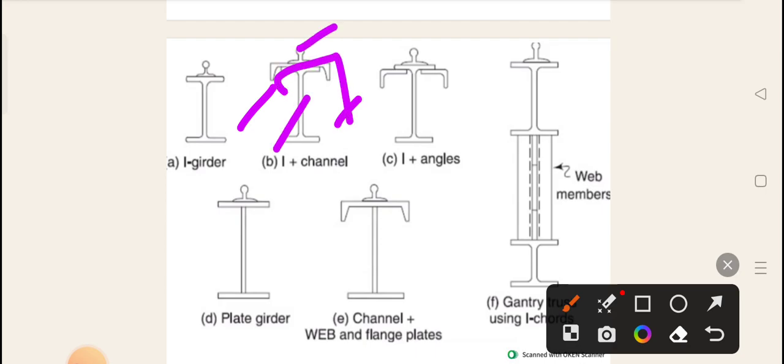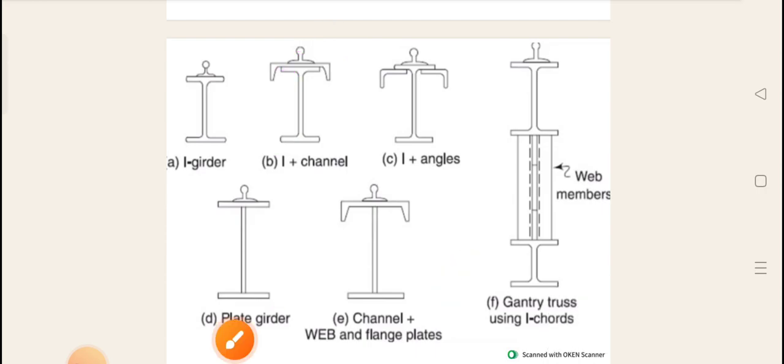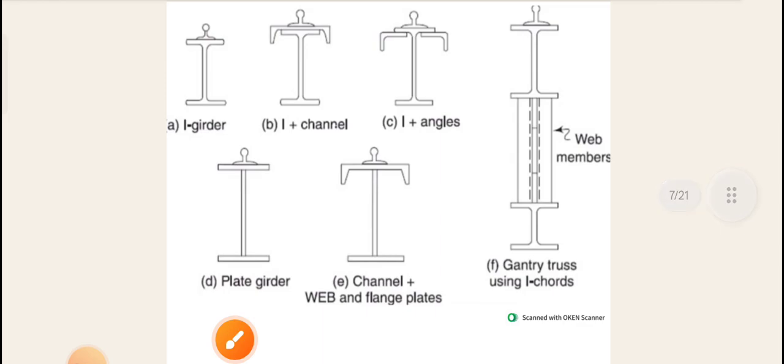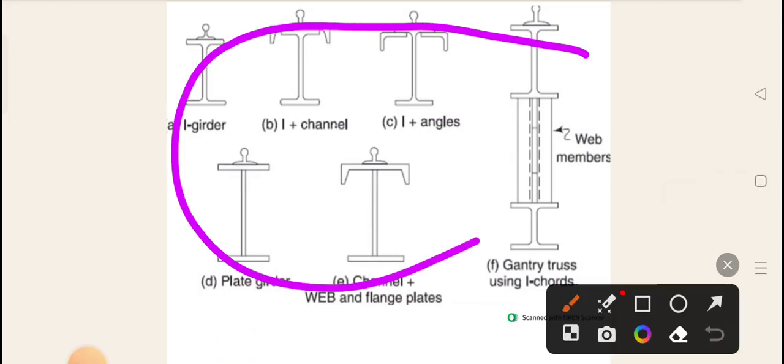The top part is called the rail, on which the wheel is resting. This is I with angle, or plate girders, channel with web and flange plates, and gantry truss using I chord. This is called the gantry girder. This part we are supposed to design.